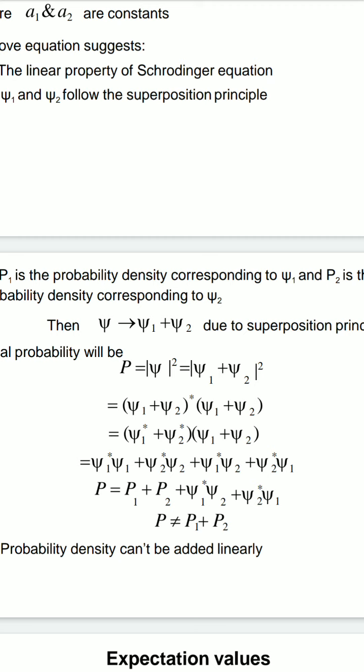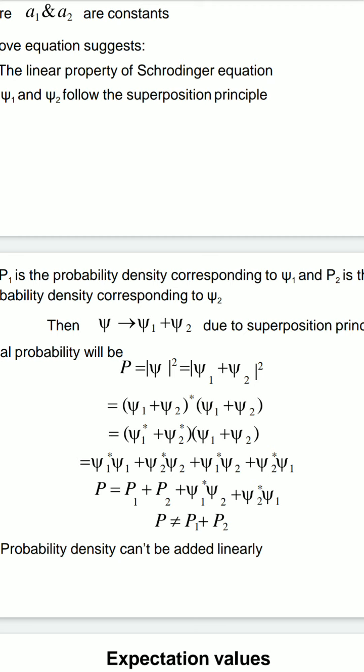Linear property of Schrodinger equation means, if you have two wave functions psi1 and psi2 as the solution of a Schrodinger equation, then all its linear combinations, a1 psi1 plus a2 psi2, all the infinite number of combinations are also solutions of the same Schrodinger equation. That is the linear property of the Schrodinger equation. Understood?